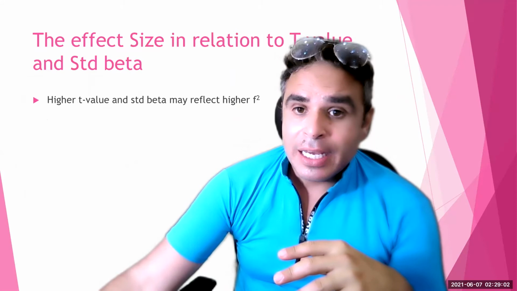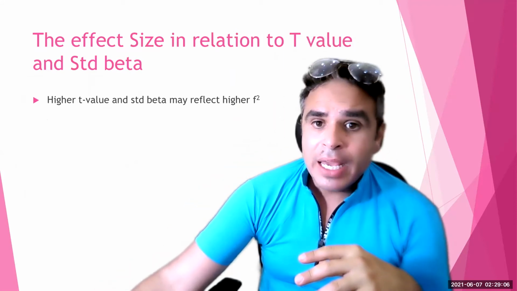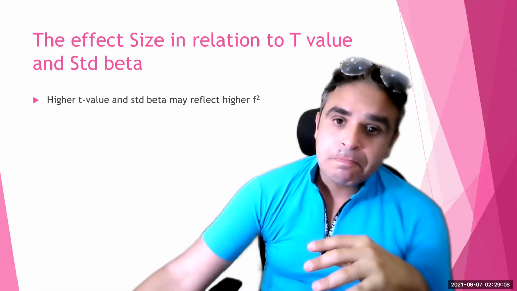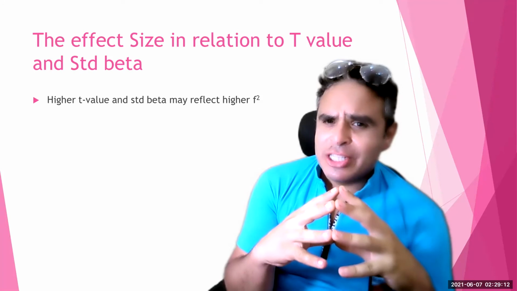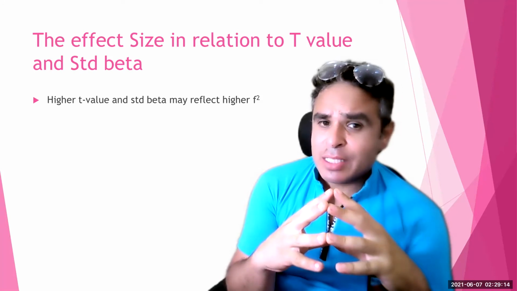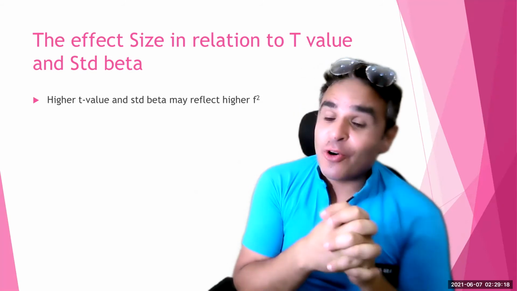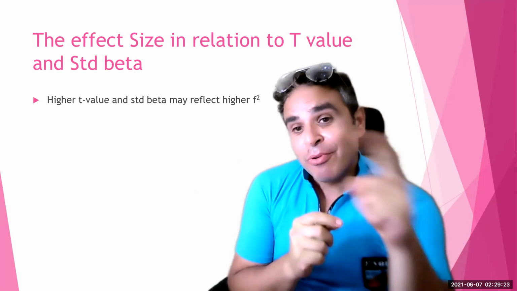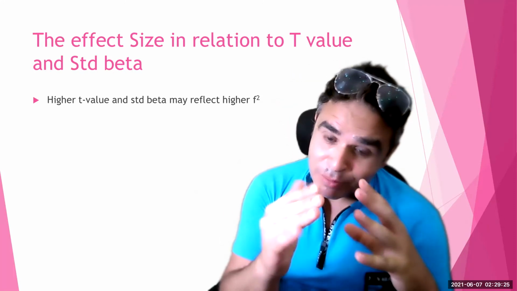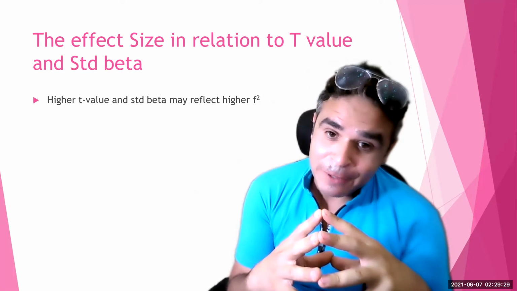Furthermore, you'll understand this just now in SmartPLS. The higher t values and higher standardized beta would reflect a higher F squared. Okay, let's now move to SmartPLS and then probably back to PowerPoint to continue with this video number 15.